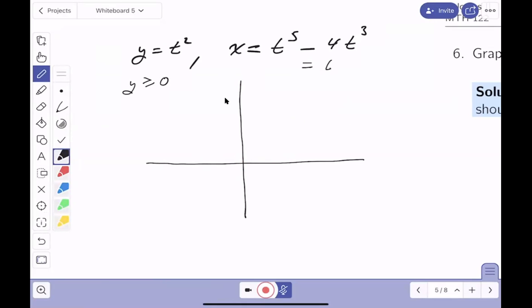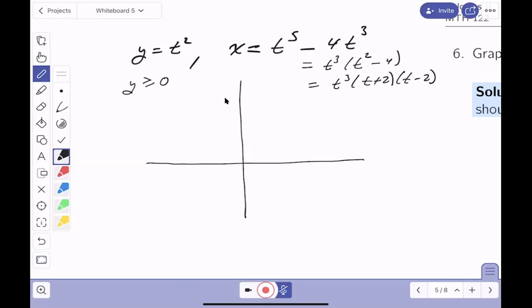And I'm going to say t cubed. And what do you get over here? Well, you would get t squared minus 4. I'm going to continue to factor. And what do you get? T cubed, t plus 2, t minus 2.